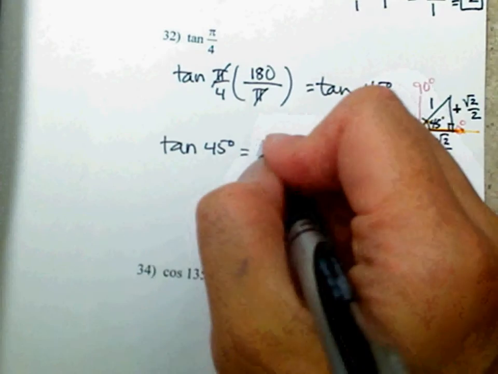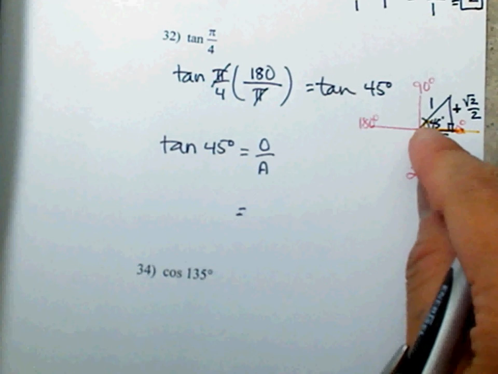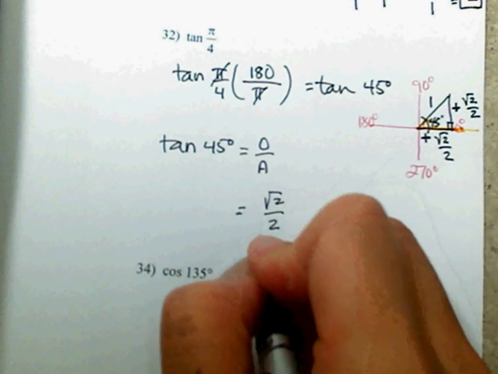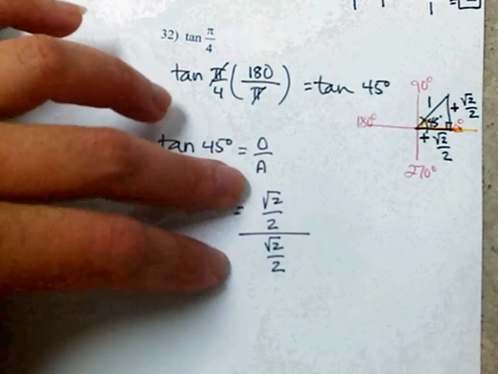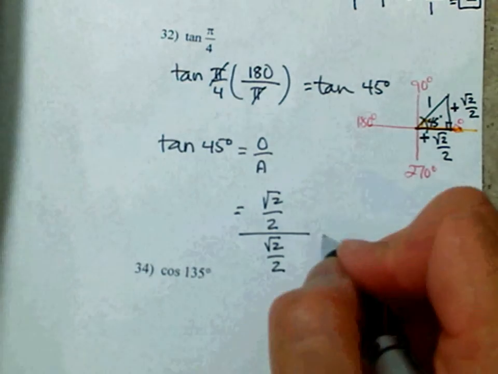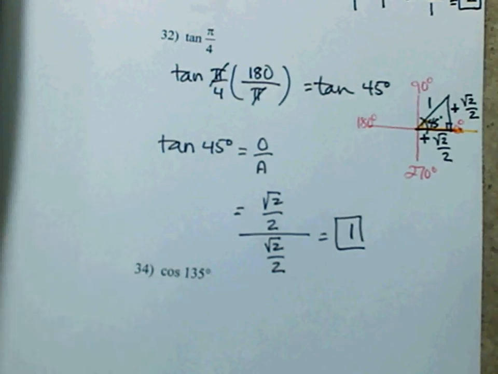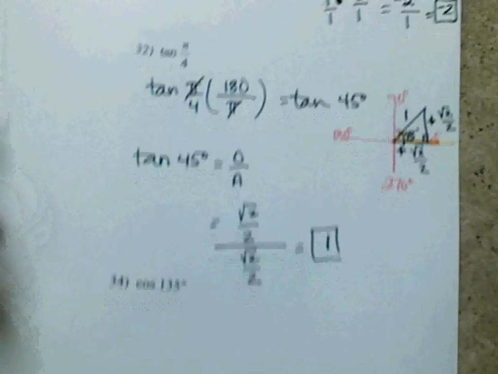Square root of 2 over 2 divided by square root of 2 over 2. See how these two are exactly alike? It's kind of like 3 over 3. So anything over itself is always 1. Okay? If not, you would have to take the reciprocal if you have a fraction or radical in the denominator. Number 34. Moving along. It's already in degrees. You're good. Okay?